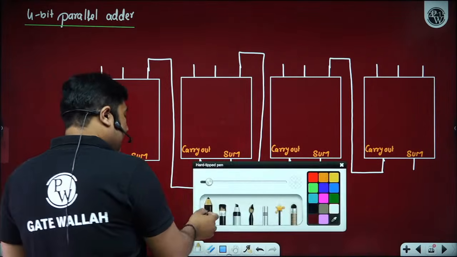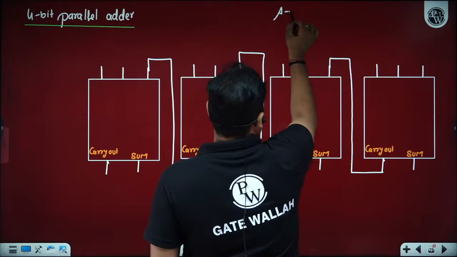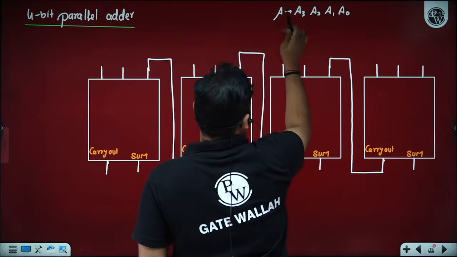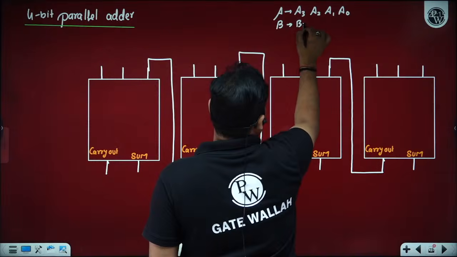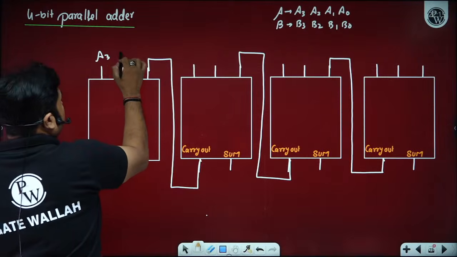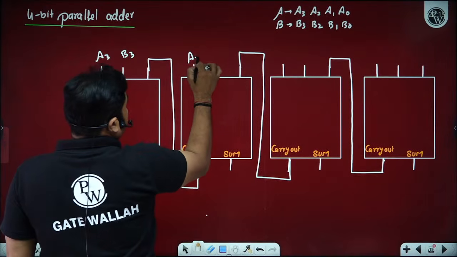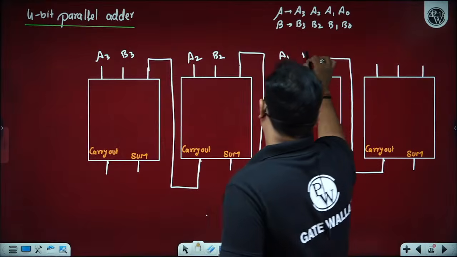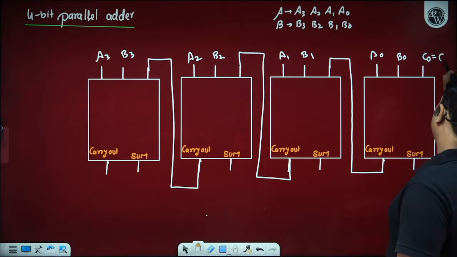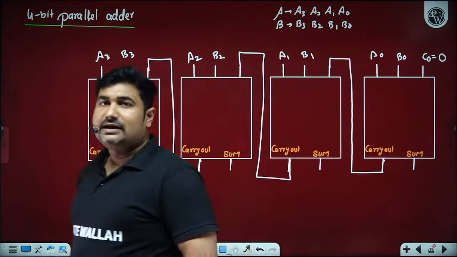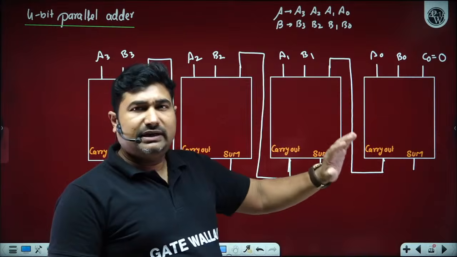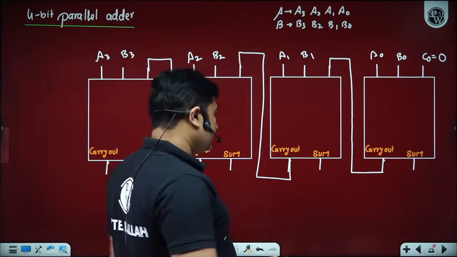We have a number A, which has bits A3, A2, A1, A0. At the same time, we have the data B3, B2, B1, B0. So we will apply A3, B3, A2, B2, A1, B1, A0, B0. If the initial carry in is not given, you can consider it 0. If given, let us suppose some intermediate addition got started, so we need that initial carry as well. Otherwise, in most cases we take the initial carry as 0.